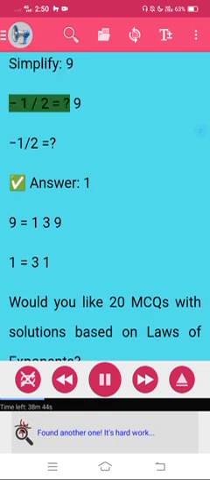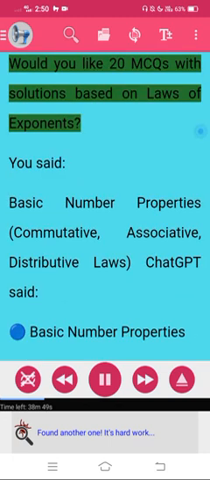Simplify: 9^(−1/2). Answer: 1 over 9^(1/2), which equals 1/3. Would you like 20 MCQs with solutions based on laws of exponents?